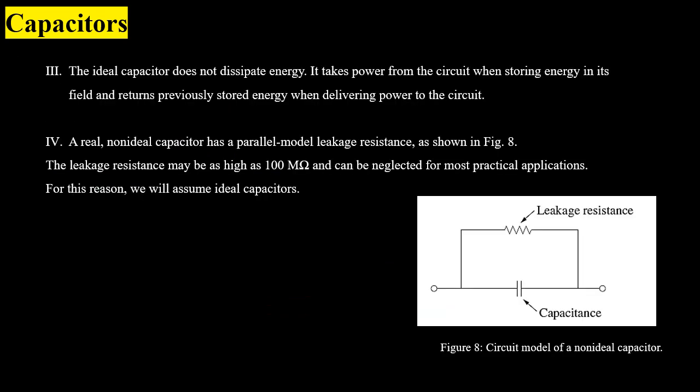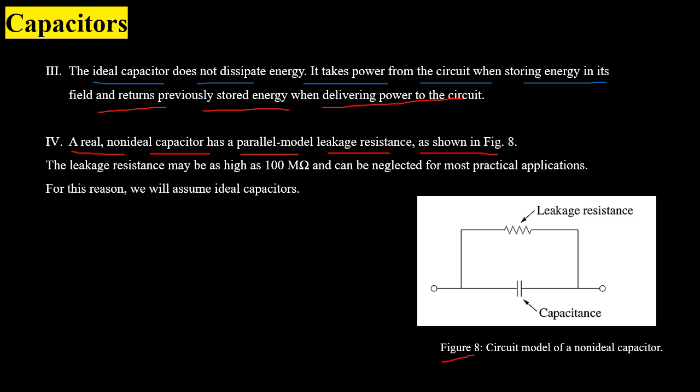The third property is that an ideal capacitor doesn't dissipate energy. It takes power from the circuit and stores energy in the form of its field, and returns the previously stored energy when delivering power to the circuit. The fourth property is that a real non-ideal capacitor has a parallel model of a leakage resistance as shown in figure 8. The leakage resistance may be as high as 100 megaohms and can be neglected for most practical applications. For this reason, we assume ideal capacitors.